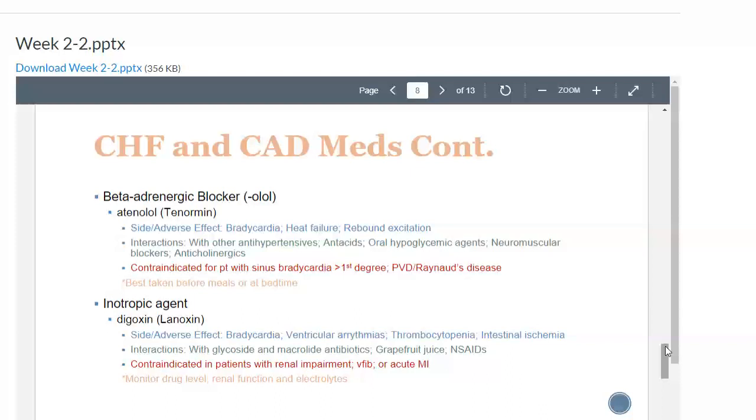Again, always assess blood pressure, heart rate, and assess for orthostatic hypotension, dizziness, headache, flushing, or chest pain because of hypotension and decreased perfusion. Angioedema can also occur as well. And again, assessing labs as such.